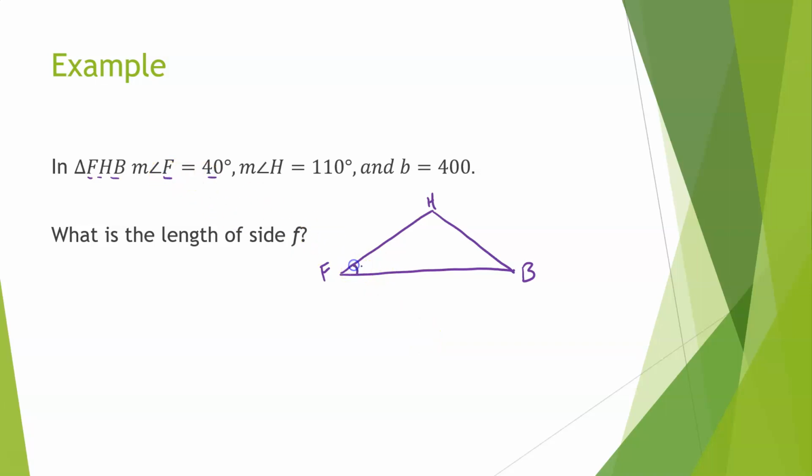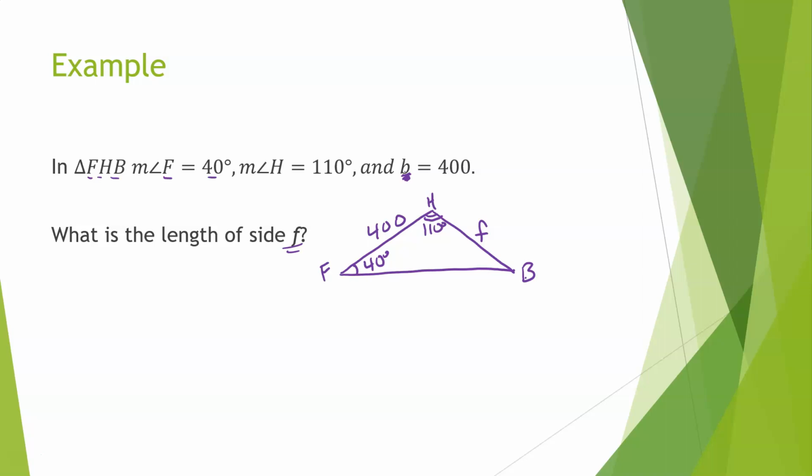Measure of angle F is 40 degrees. Measure of angle H is 110 degrees. And finally, side length B. Remember, little b has to be across from big B. So this is side B. It has to be that one. Now, it wants to know the length of side F. So side F would be across from angle F.